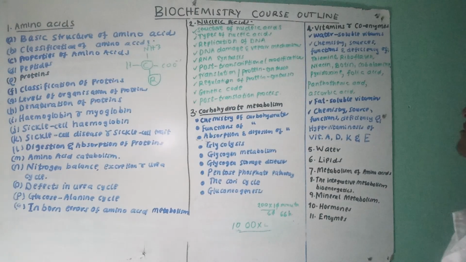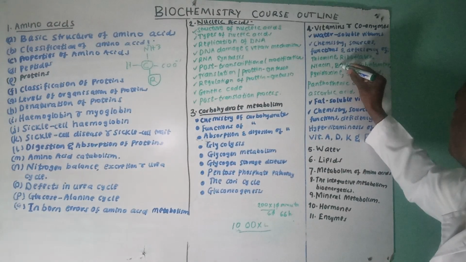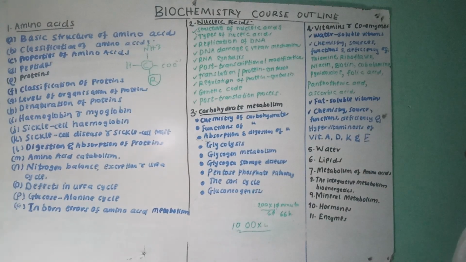The next topic we shall be looking at is vitamins and coenzymes. Under vitamins and coenzymes, you will cover water-soluble vitamins. Very, very important for a bioscientist. Then chemistry and sources, functions, and deficiency of thiamine, riboflavin, niacin, biotin, cobalamin, pyridoxine, folic acid, pantothenic acid, and then ascorbic acid.